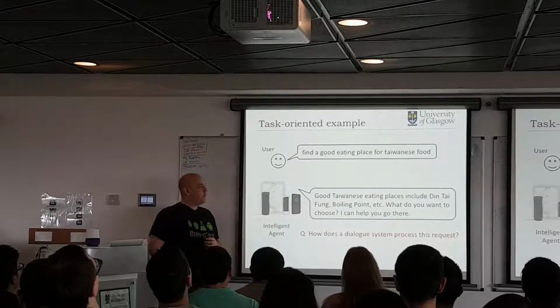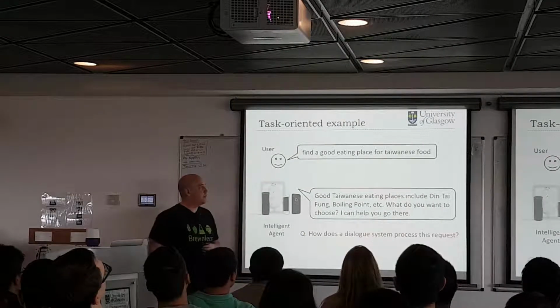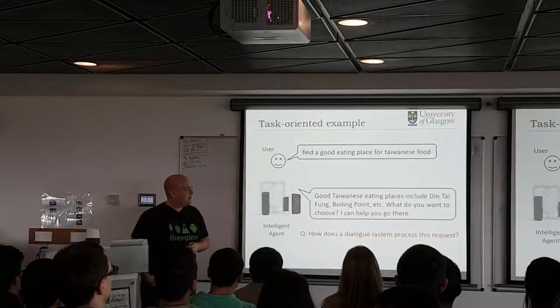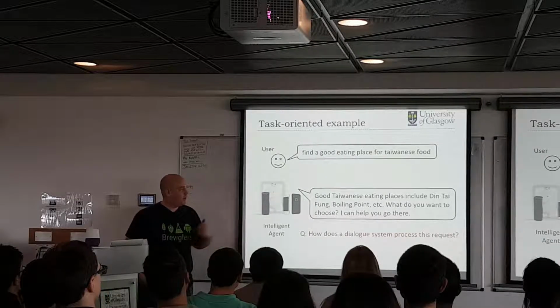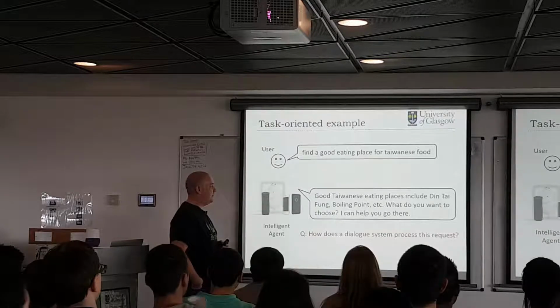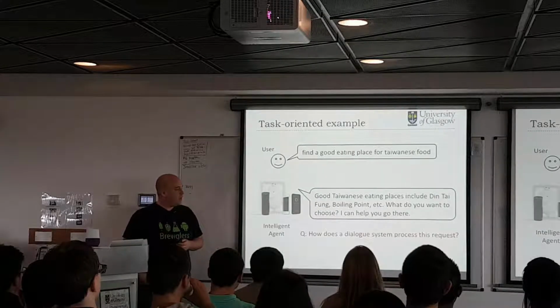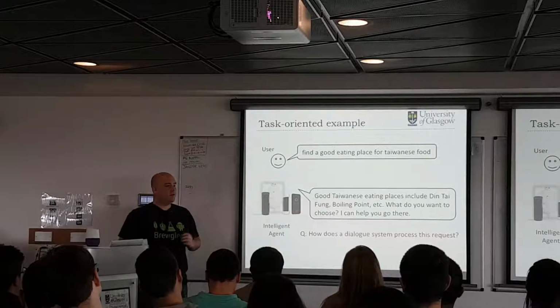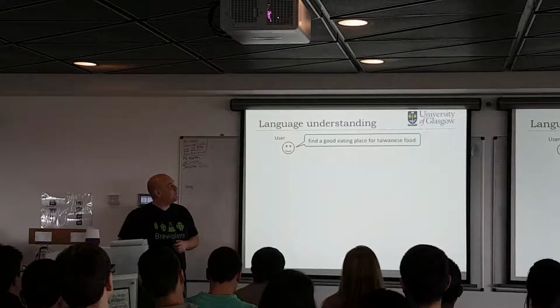Okay. So let's walk through a quick example of this. How do these systems work? Find a good eating place for Taiwanese food. So I'm from San Francisco originally, and so here are some examples of different dim sum restaurants that we have in San Francisco. So the question that we have is, how does the system do this? How does the system actually process this request and make it happen?